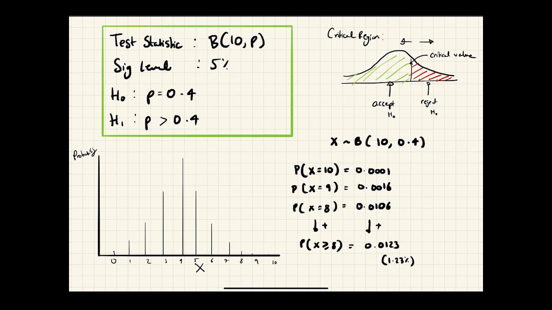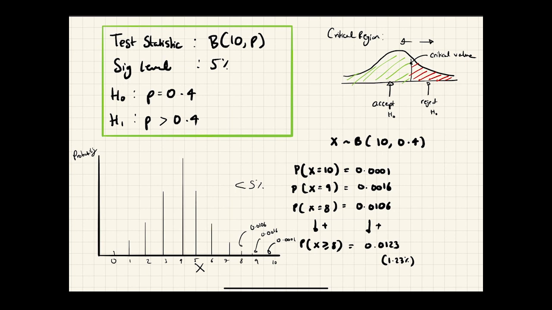So because our 0.0123 or 1.23% is less than the significance level, what we say is that any of these values would be rejected because all of them are less than 5%. So how does that look on our graph? Over here, we found that its value for 10 was 0.0001. Its value for 9 was 0.0016. Its value for 8 was 0.0106. So when we put all of these together, what we found was it was less than 5%.